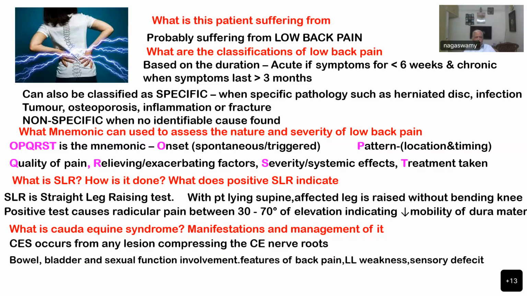It can manifest as bowel, bladder or sexual dysfunction, features of back pain, lower limb weakness, or sensory deficit. All this can be there. So how is it managed?